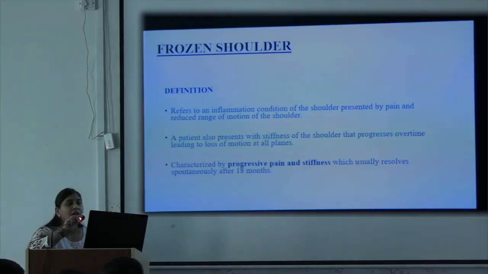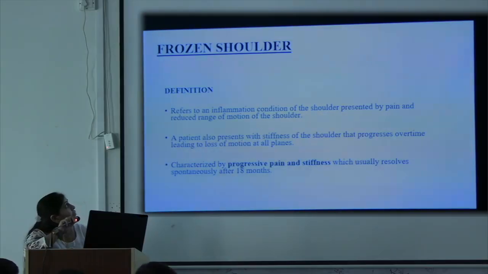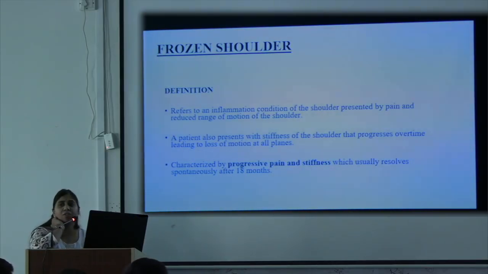Now, I would like to explain what is a frozen shoulder. Frozen shoulder is an inflammatory condition of the shoulder joint presented by pain and reduced range of motion of the shoulder joint. Patients also present with stiffness of the shoulder that progresses over time, leading to a loss of motion in all the planes, characterized by progressive pain and stiffness which usually resolves spontaneously after 18 months.